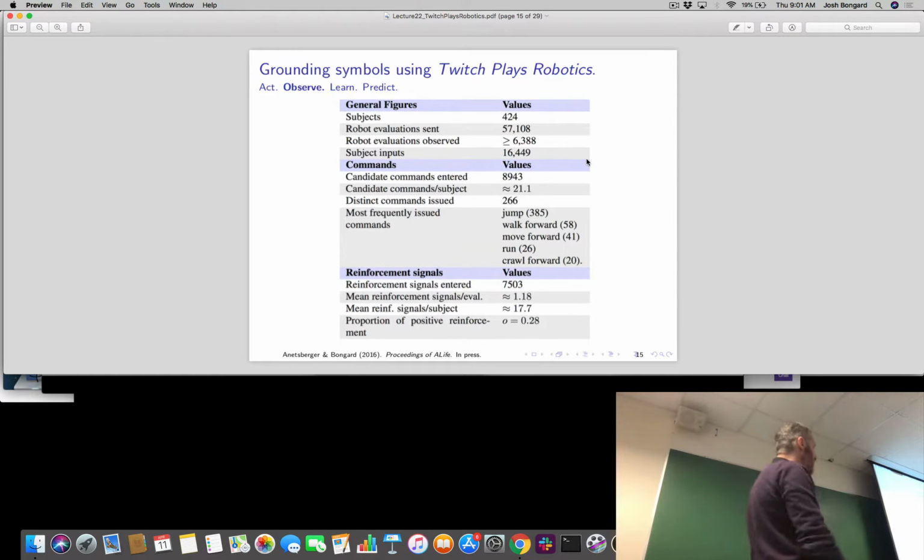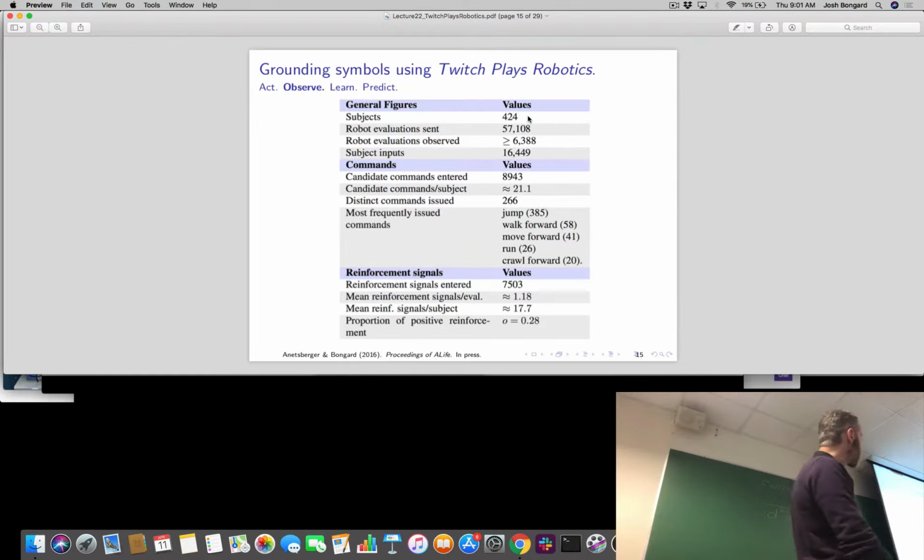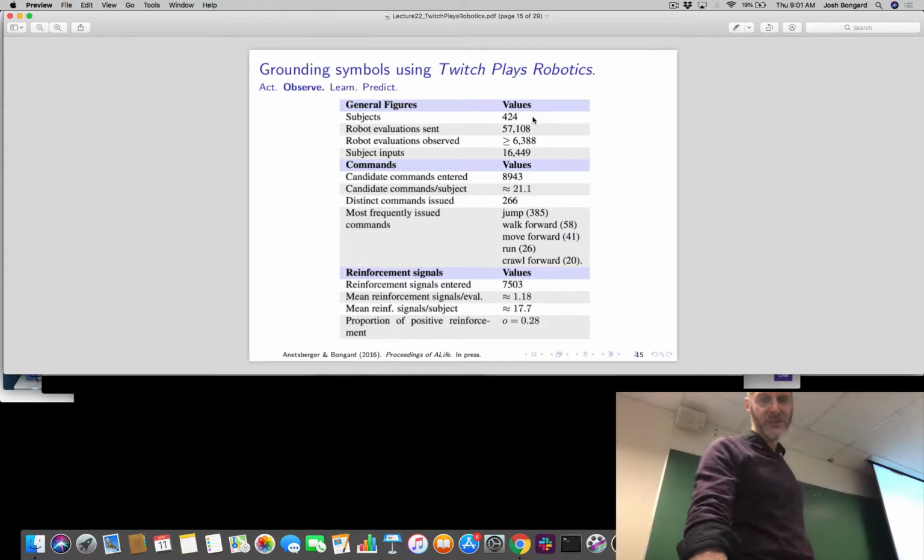We then observed the data set before we moved on to the next phase. So in this first phase, over a couple of days, we had 424 people who played Twitch Plays Robotics. There were over 57,000 evaluations. An evaluation was a 30-second period during which one random controller was in charge of the robot. As you can imagine, most of those didn't receive any reinforcement. It was 3 o'clock in the morning Eastern time, which tends to be pretty quiet. But over 6,000 evaluations received some reinforcement.